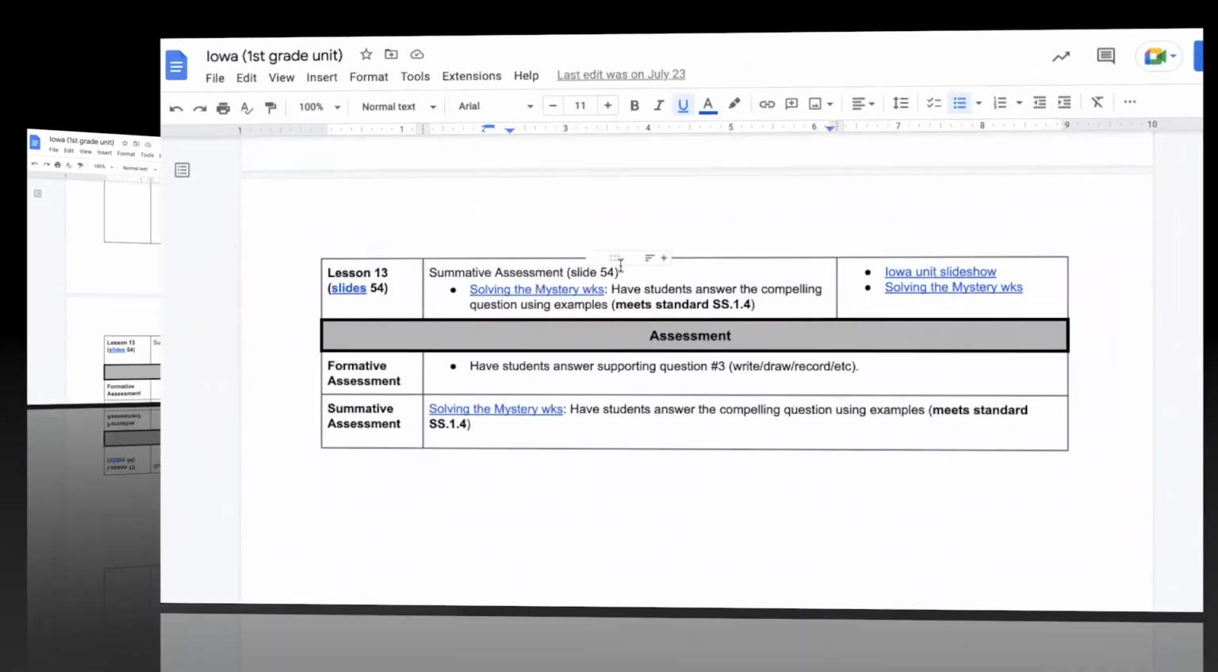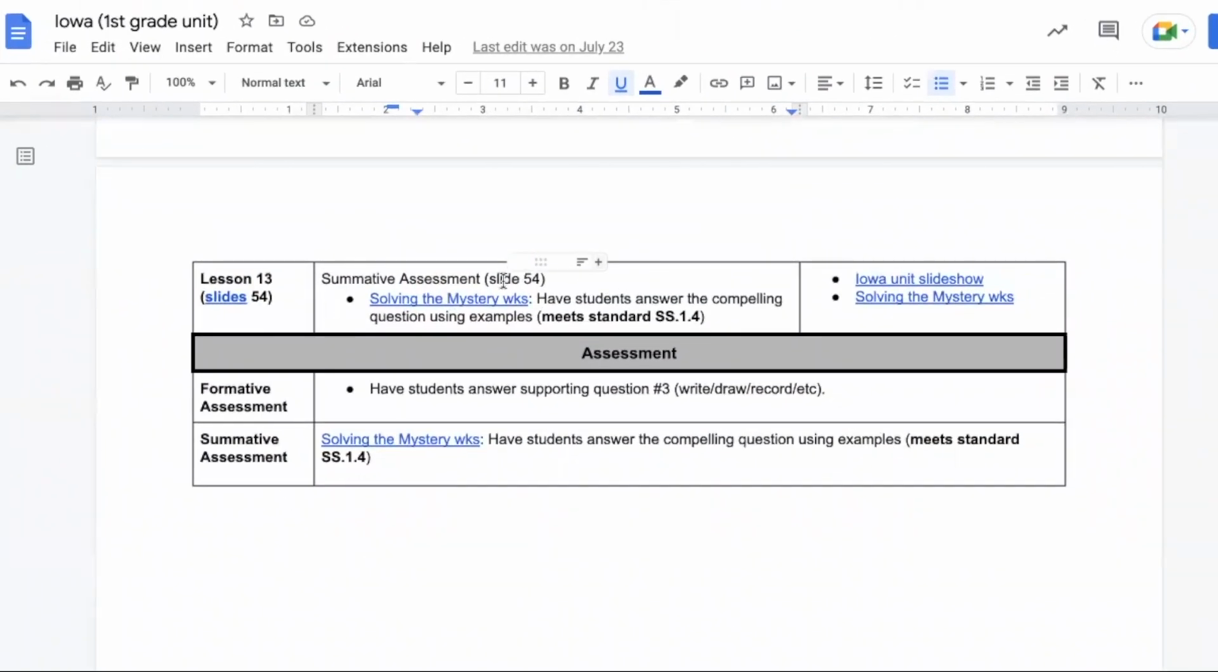Lesson 13 is the summative assessment, and it's called Solving the Mystery. But basically, this is students answering the compelling question using examples. Answering it with examples helps meet our inquiry standard 4.